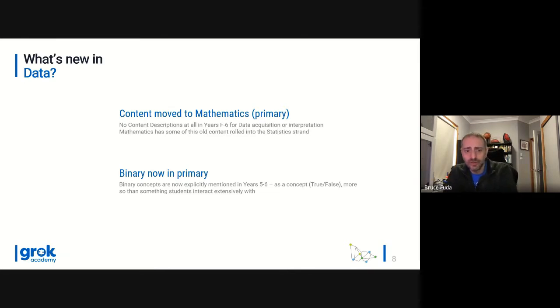The other big change is that binary concepts have now explicitly been mentioned in years 5 and 6. Now, this is a very simple version of binary. It really is just that idea that something can have two values: true, false, 1, 0. It's not something that there is extensive use of, but I guess it really links nicely to that idea of having a condition associated with an if statement or a loop. So it's just instilling in students that idea that something can have one of two values, and that can be useful.